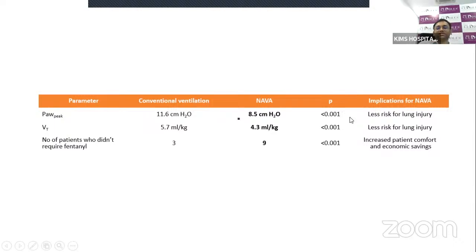So in this way, we can see that NAVA will help in decreasing the usage of fentanyl, thereby preventing neurological abnormalities in the baby.